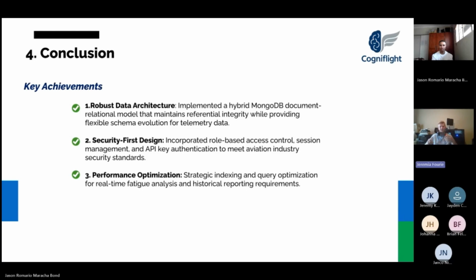Second, security that would make a paranoid system admin smile. Role-based access, API keys, session management. Basically, pilots can't accidentally see each other's embarrassing fatigue scores. And that's what really matters, privacy and safety. Third, performance that actually performs. 21 telemetry fields processed in real time. With indexing so good, it makes our queries faster than my roommate claiming the last slice of pizza. We're talking millisecond responses for months of data.